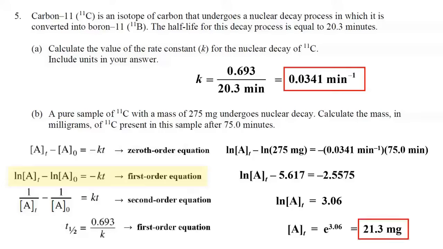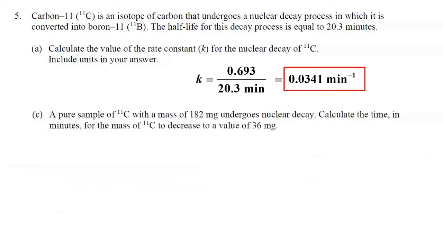So our answer to part B is 21.3 milligrams. That is the mass of carbon-11 present in the sample after 75.0 minutes. Now on to part C of this question.